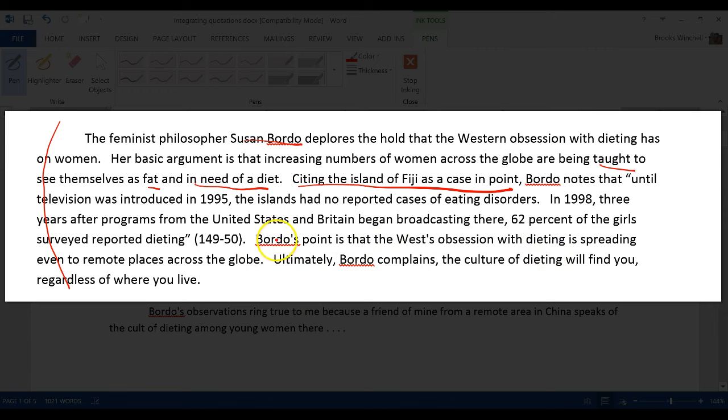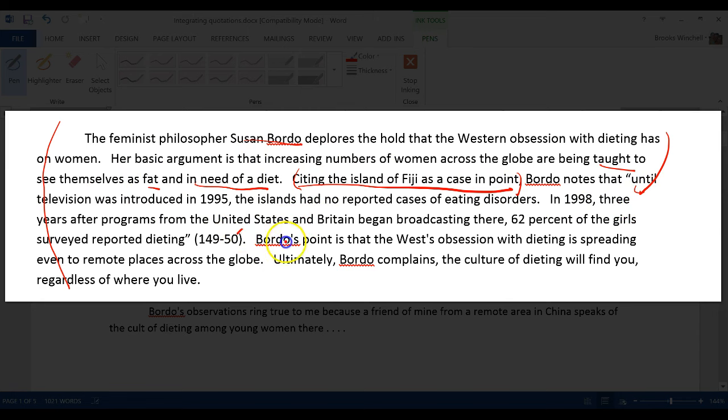So this is much more effective. We don't get lost at all in here because she spends several sentences giving us the context. She tells us Bordeaux's idea. She's against the West's obsession with dieting and how the spreading of Western influences to remote places is causing dieting in those places. And the author here mentions that Bordeaux cites Fiji as a case in point. This is all before we get the quote, so that when we get this complicated quote, we have an idea for what we're going to see in there.